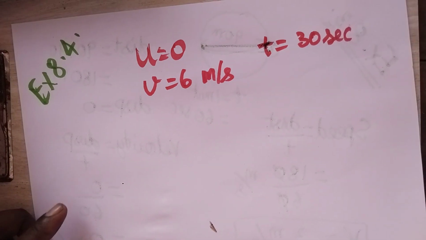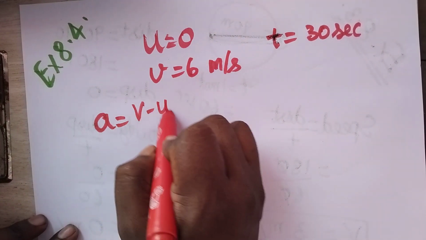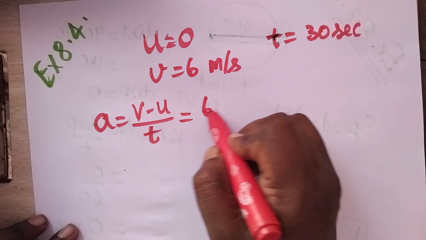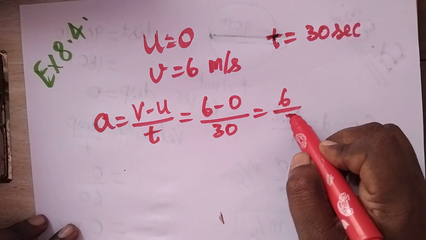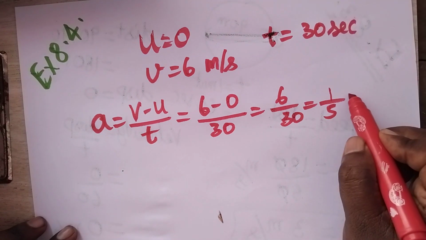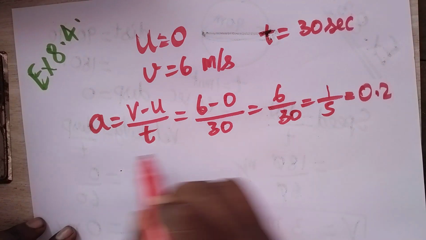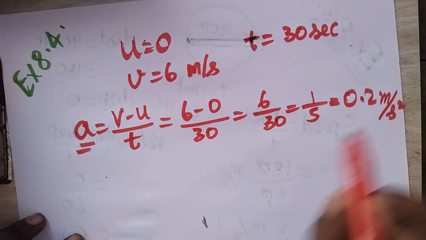Now they asked about acceleration. Acceleration is equal to v minus u divided by t. v is how much? 6 minus 0 divided by 30. 6 by 30, 1 by 5. What is 1 by 5? 0.2. The acceleration unit we can call meter per second square.